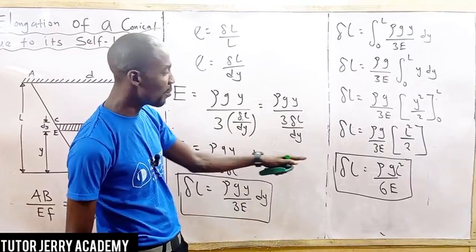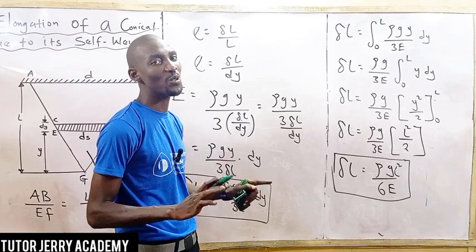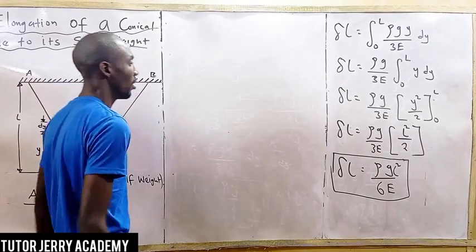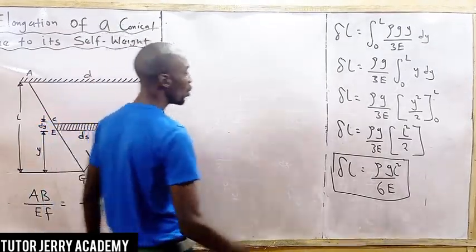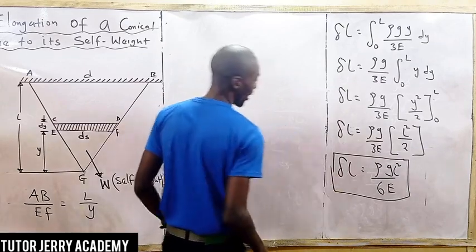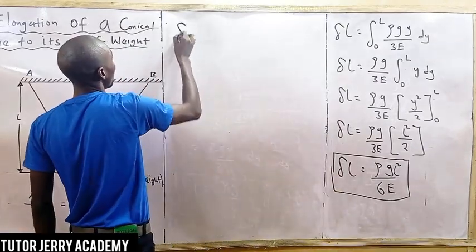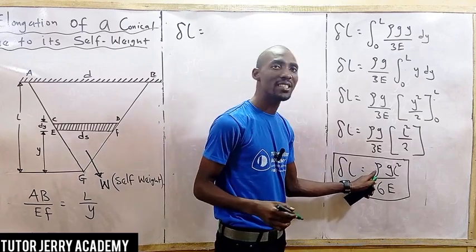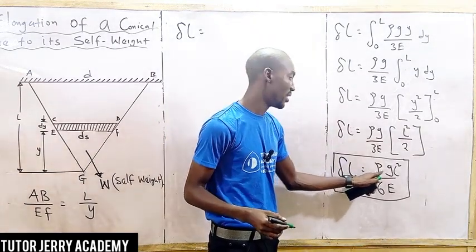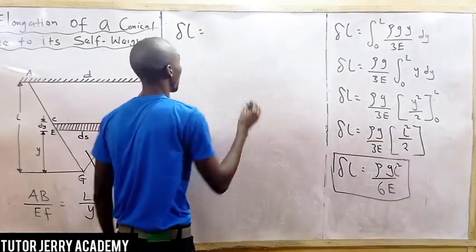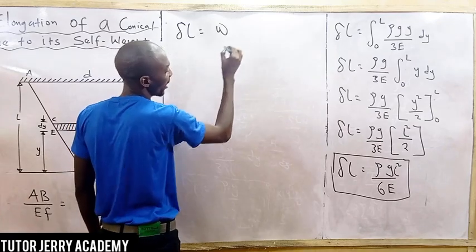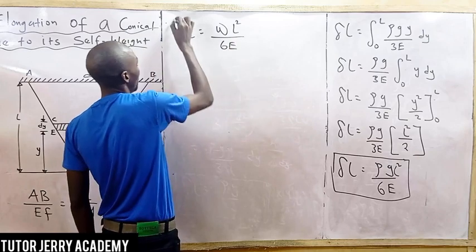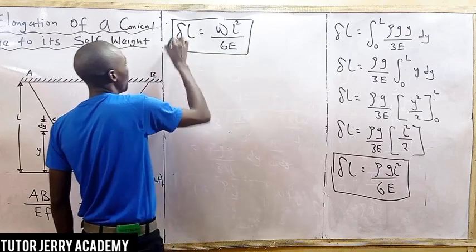So here we love showing you everything. So let's further modify this. We know that we can write this formula as L equals... we know weight density is nothing but density times gravity, which we denote as omega. So we can write this as omega L square all over 6.